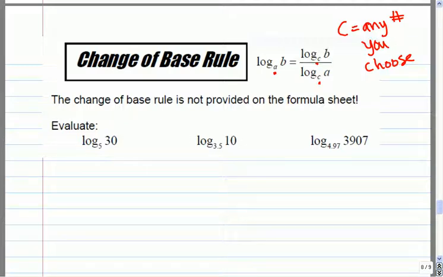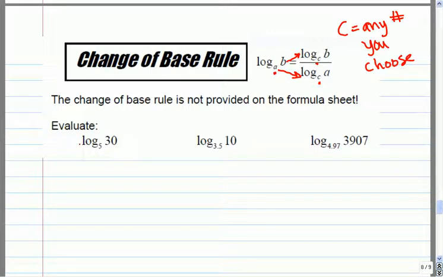Now here's what you've got to remember. The way I remember it at least is the number on the top goes to the top, right? So B is going to be the log of B, and A is going to be the log of A. It goes to the bottom of the fraction. That's how I know where they get split up. And C is any number you choose that's convenient. So most of the time you change the base so you can put it in your calculator.